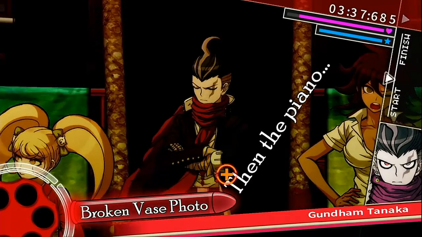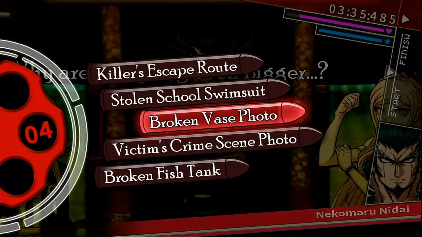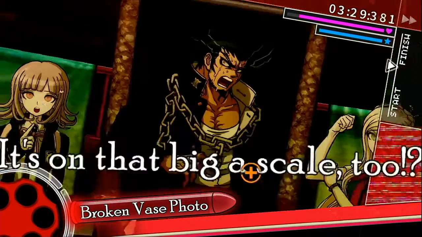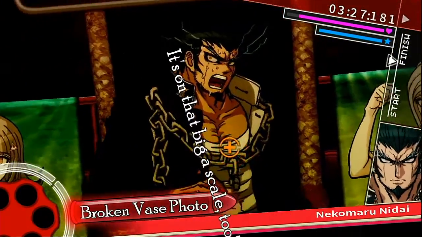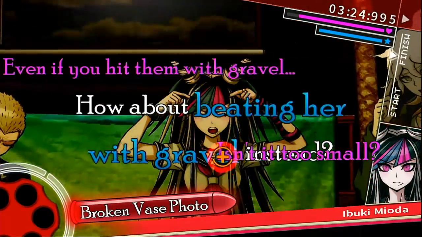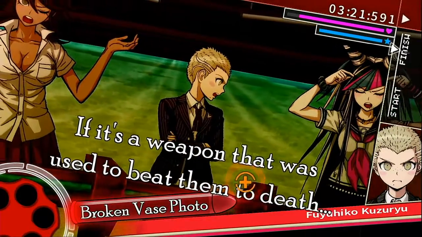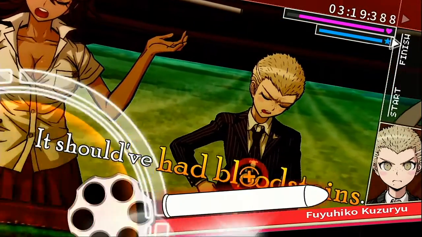Why are you going even bigger? The investigation conducts universal chaos. It's on that big a scale, too? How about beating her with gravel instead? If it's a weapon that was used to beat them to death, it should have had bloodstains.